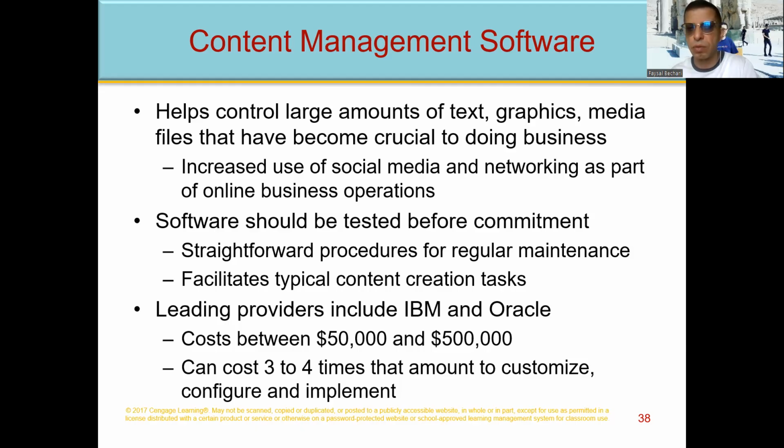Leading providers include IBM once again and Oracle. Costs are between $50,000 and $500,000 for a content management system. But keep in mind, each industry might have a preferred use of content management system. It can cost 3 to 4 times that amount to customize, configure, and implement. 1 to 3, usually, or 1 to 4.